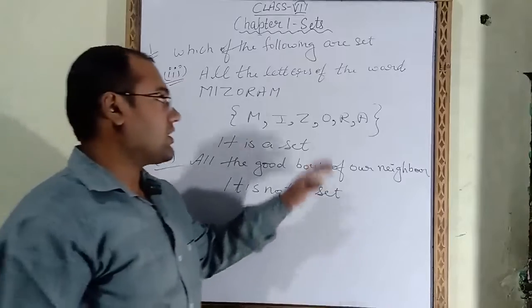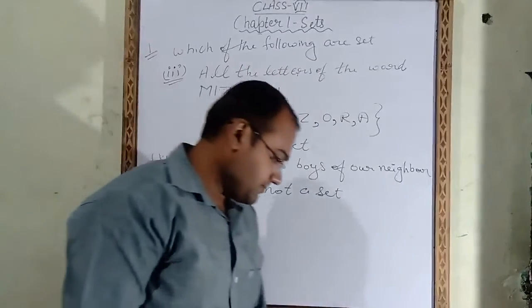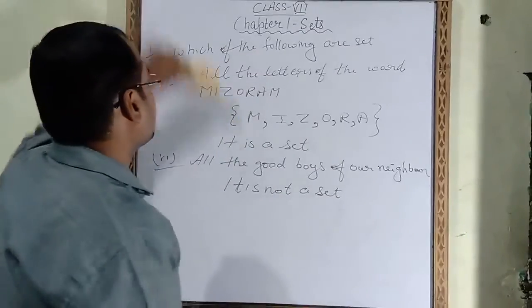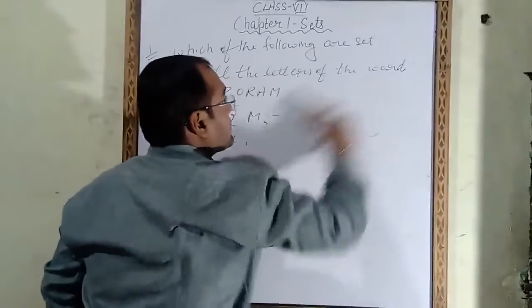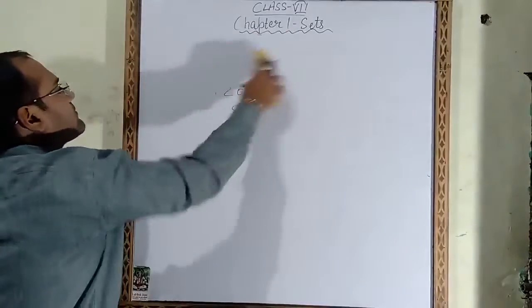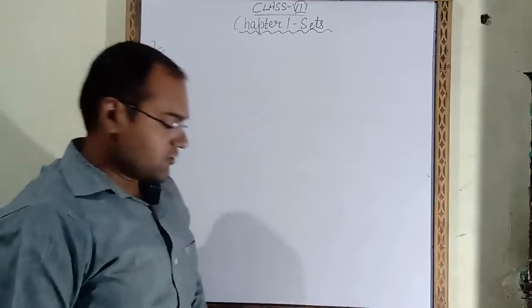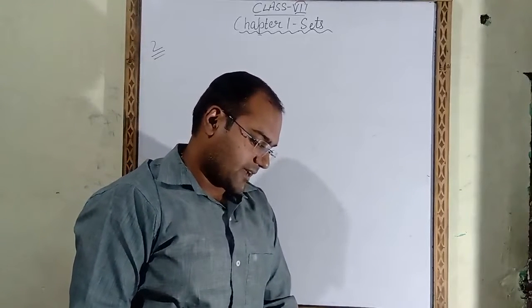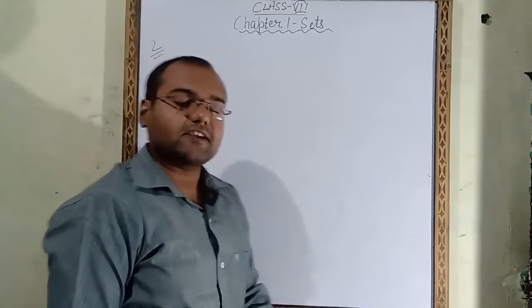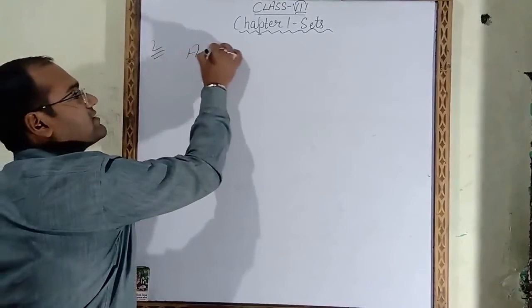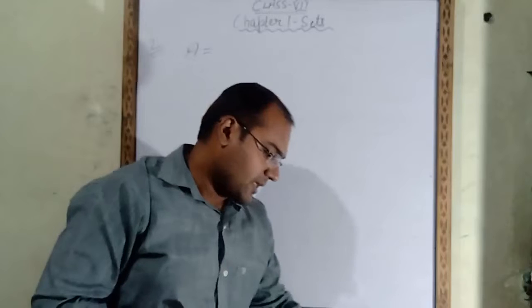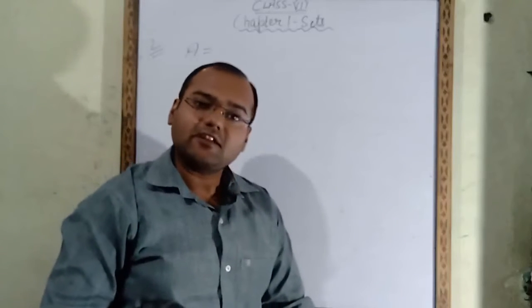So like this you have to do all the parts of question number first. Now come to question number 2. Question number 2. Let A be the set of whole numbers greater than -3 but less than 5. What is said? One set A is there, and in that set we have to write all the whole numbers which are greater than -3 but less than 5.